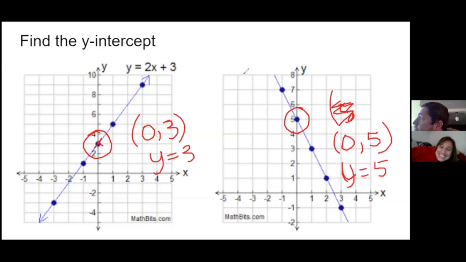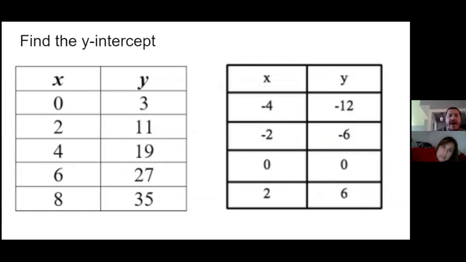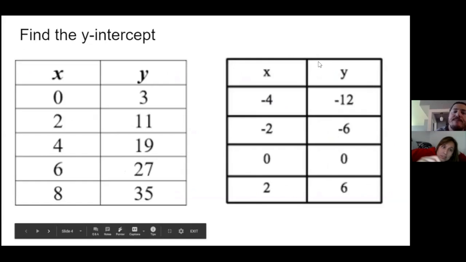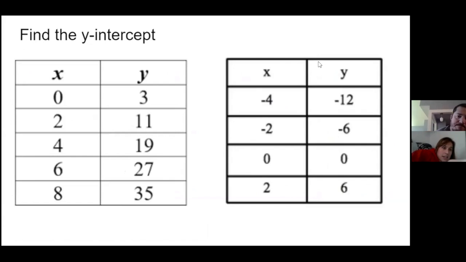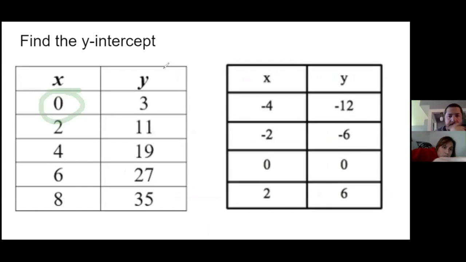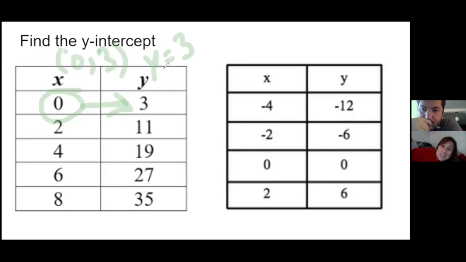Are we done? We got to do table. Okay. Table, same thing. You're just looking for when x is 0. So on the first table on the left, the first one says x is 0 right here. So this right here must be the y-intercept. So I would write parentheses 0, comma 3, or y equals 3. Your turn. Try this one at home.